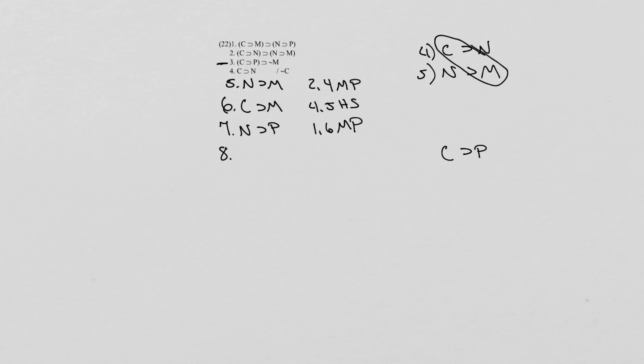So let's see, we got a C up there, we got a P. Okay, so let's look at line 4. If C, then N. And let's look at line 7. If N, then P. Yeah, I think that's going to work, right? So we got the repetition of N. We got C, then P. And that's exactly what we wanted. Okay. So let's do that. Let's take line 4 and take line 7, and we'll get C to P.